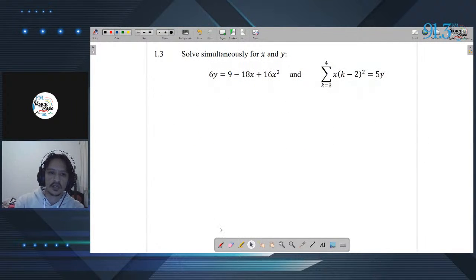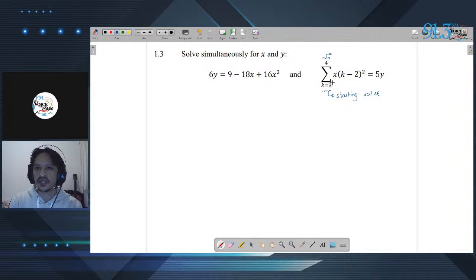Now, if we take a look at this problem, let's first try to understand summation form. So this k equals 3 value is telling you that this is the starting value that we need to use. And then this 4 is the ending value that you're going to use. So we're starting at k is equal to 3 and we're ending where k is equal to 4. This is the ending value.